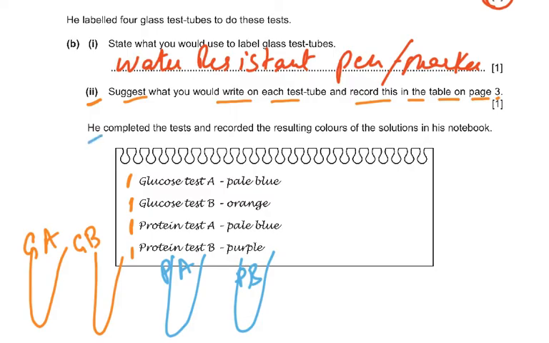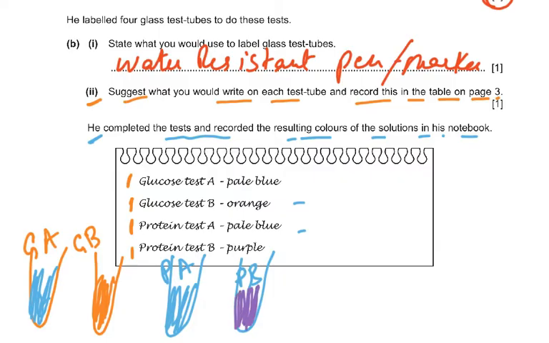Then it says the student completed the tests and recorded the resulting colors of the solutions in his notebook. So glucose test A gave you a pale blue color, right? And the glucose test B gave you an orange color, right? And the protein test A gave you a pale blue color. And the protein test B gave you a purple color.